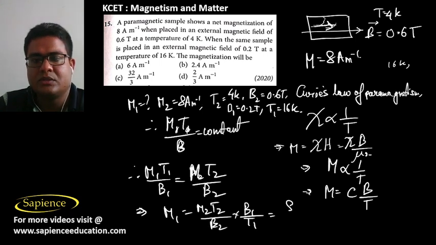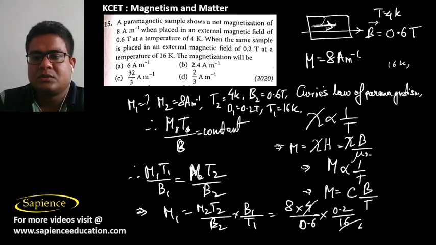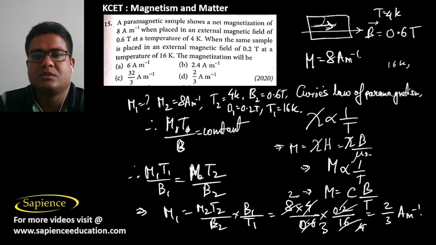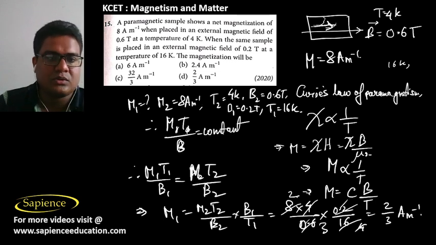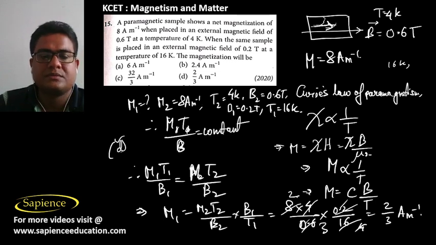That will be m2 that is 8 into t2 that is 4 divided by b2 0.6 into b1 that is 0.2 divided by 16. 4 4s are 16, 4 2s are 8, and 2 3s are 6. So m1 is 2 by 3 ampere per meter. Option B is the correct answer.